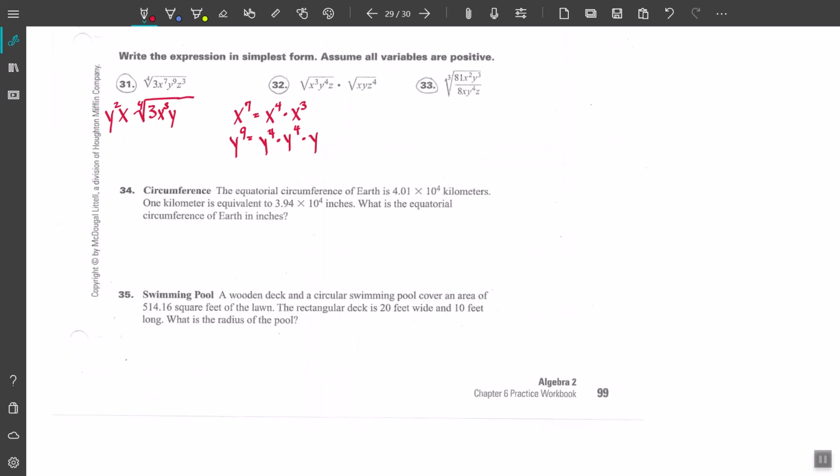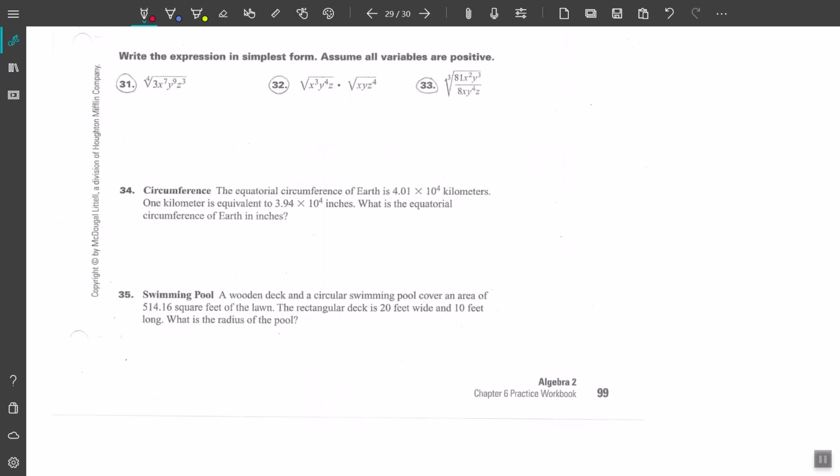And then z cubed, that's 3 z's. There aren't a group of 4 of them, so we can't pull any z's out. So we have to leave that under the radical like that. Okay, and then, technically we really should have the x first, and then the y, in ABC order.